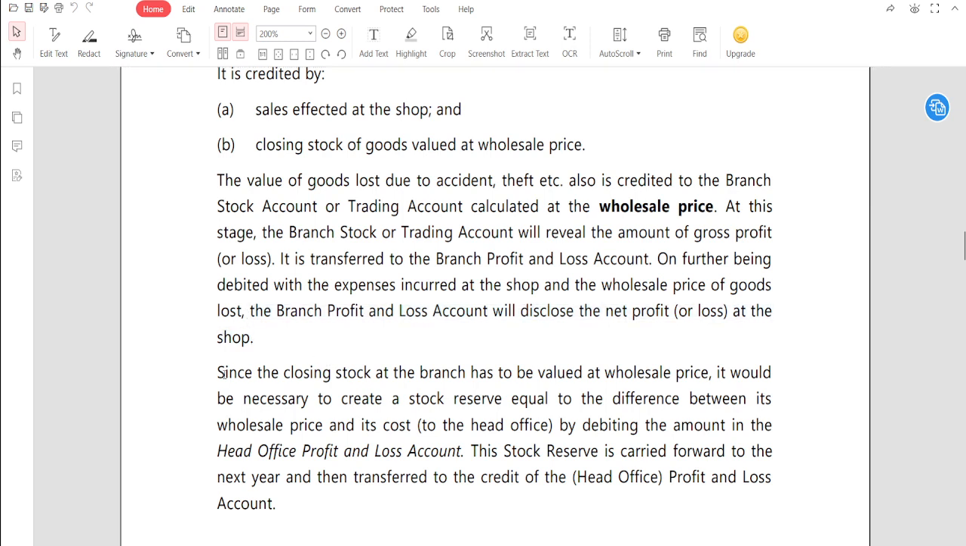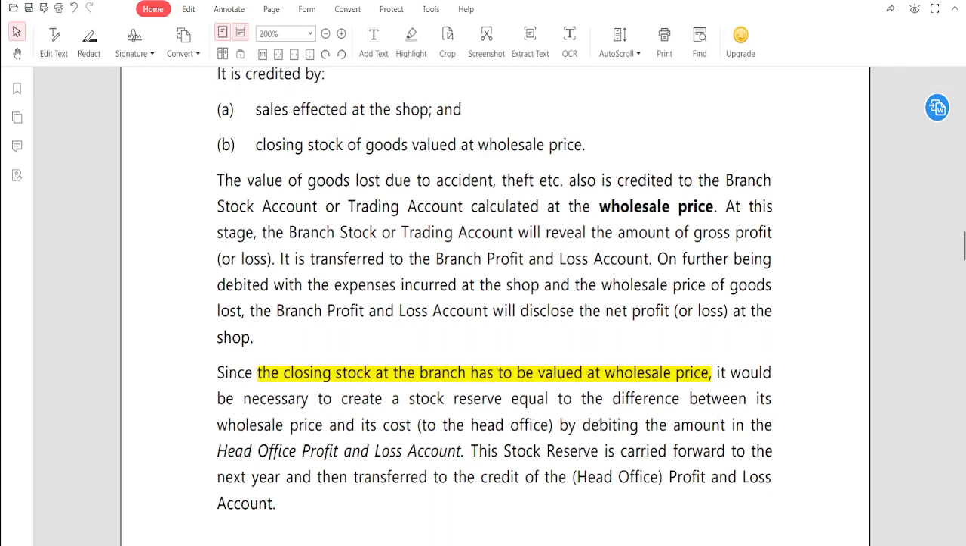Since the closing stock at the branch has to be valued at wholesale price, it would be necessary to create the stock reserve equal to the difference between its wholesale price and its cost. So closing stock at the branch has to be valued at wholesale price. See what is written, very much clear. Closing stock at the branch should be valued at the wholesale price. Remember this, highlight this and remember this. Okay, Bhumi, in your book please highlight this.